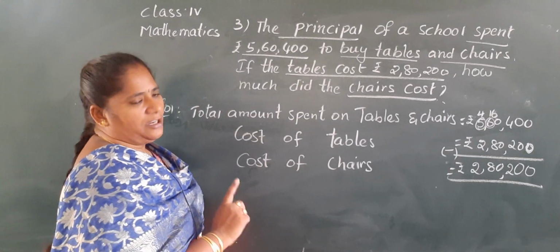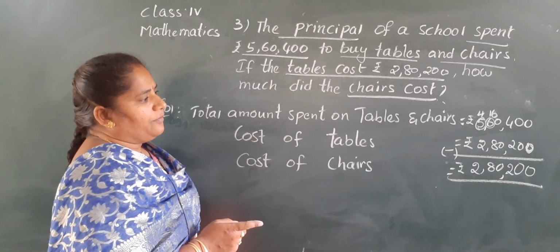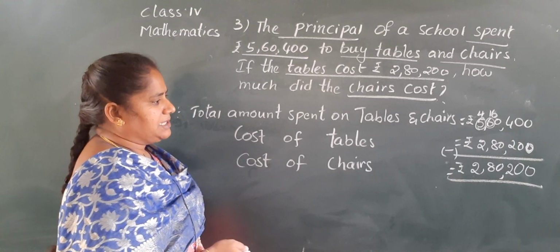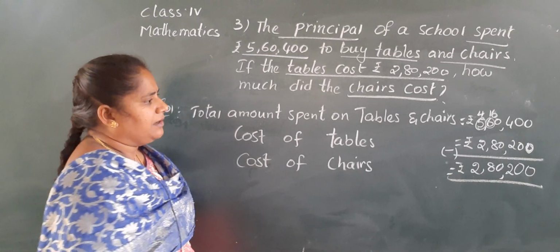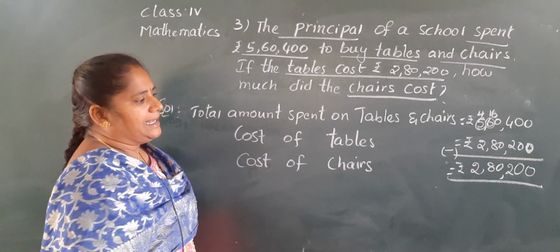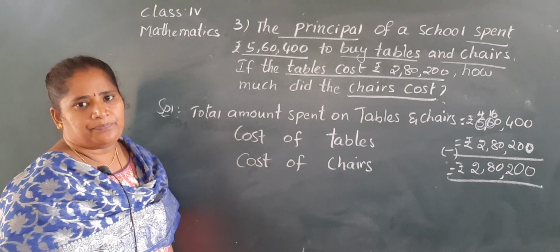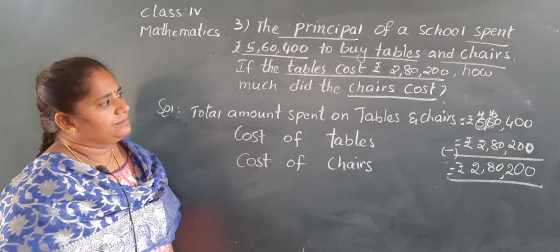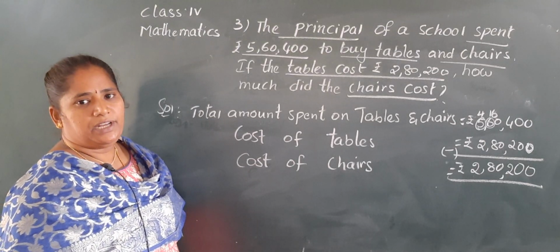Total amount spent on tables and chairs equal to 5,60,400. But cost of tables is only 2,80,200. Now cost of chairs equal to 2,80,200 rupees. Okay? Note down in your classwork.